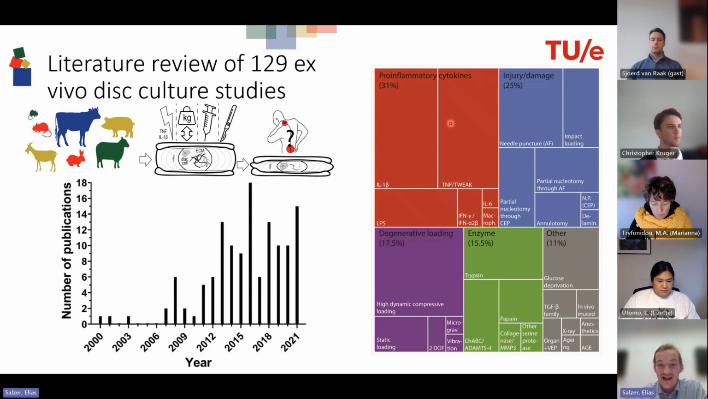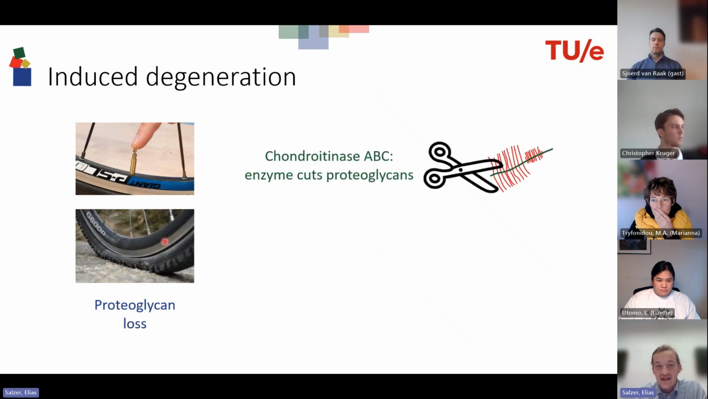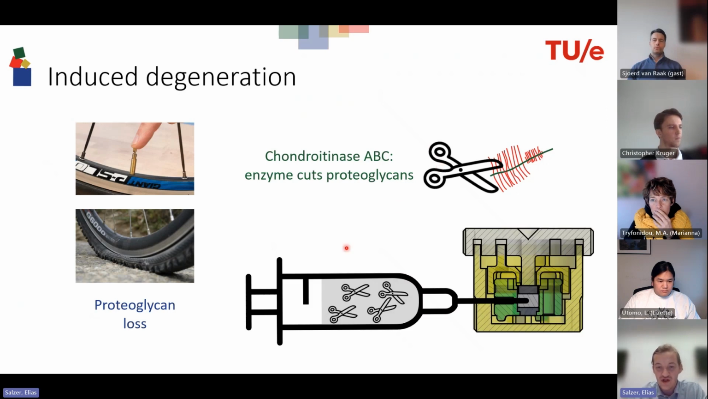So we had to decide, how do we best mimic intervertebral disc degeneration with this knowledge? And we decided, well, there is this early hallmark that we already know. It's this loss of these proteoglycans, right? So like someone would reduce a little bit of air in your bike tire, and we found an enzyme called chondroitinase ABC, and that actually works like a scissor. So it cuts proteoglycans and thereby reduces the proteoglycan content, like reduced air pressure.